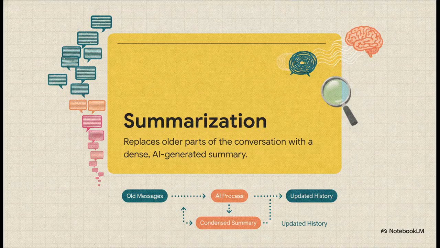And this brilliantly illustrates the absolute gold standard of context management: recursive summarization. Instead of just coldly deleting older messages, the older parts of the conversation are completely replaced by a dense AI-generated summary. As the conversation grows, the agent periodically uses a secondary LLM call, or a plugin, to extract the core facts, things like the user's name, their ultimate goal, their preferences, and it discards all the conversational pleasantries.